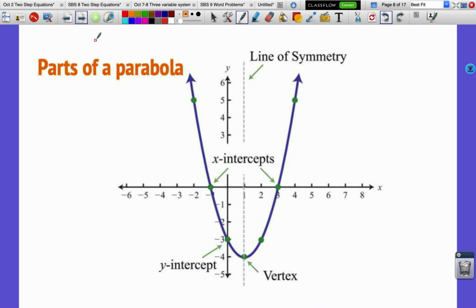All right, when graphed, a quadratic creates a parabola. Let's all add this diagram to our notes. A parabola can have a y-intercept. Well, all parabolas have a y-intercept. Not all parabolas have x-intercepts, if it hits its vertex before it crosses the x-axis. The vertex is where we turn, just like in an absolute value graph, and then you get your line of symmetry there.